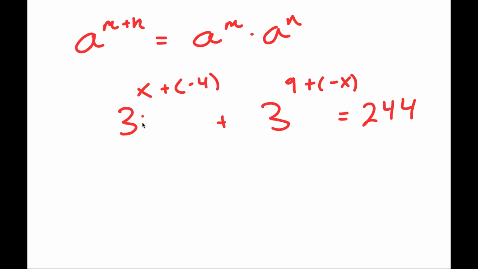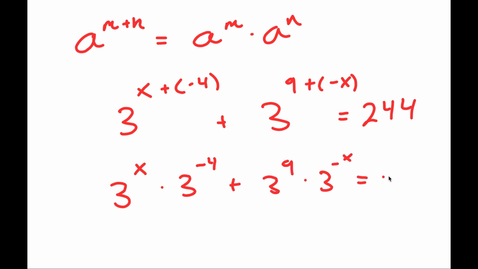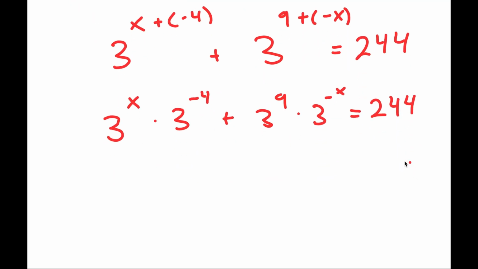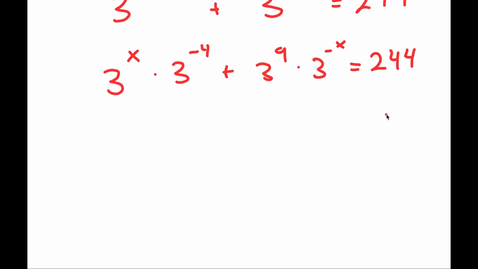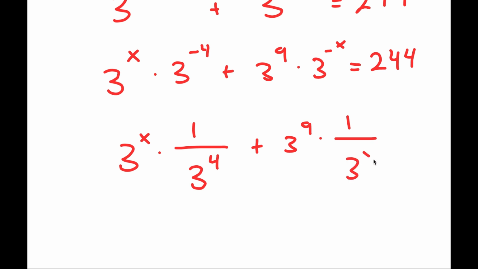So now, by using this property, these turn into 3 to the power of x times 3 to the power of negative 4 plus 3 to the power of 9 times 3 to the power of negative x is equal to 244. Now, 3 to the power of negative 4 is the same thing as 1 over 3 to the power of 4. And the same goes for 3 to the power of negative x, which is the same thing as 1 over 3 to the power of x.